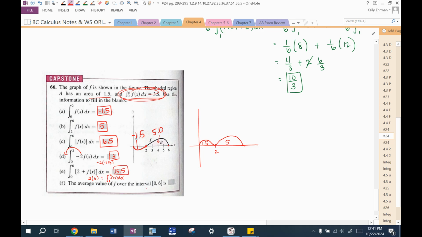And the average value over the interval 0 to 6, so that's saying 1 over 6 minus 0 times the integral from 0 to 6 of f of x dx. That's 1/6, again, times 3.5. So 3.5 is 7 over 2. So 7 over 12.